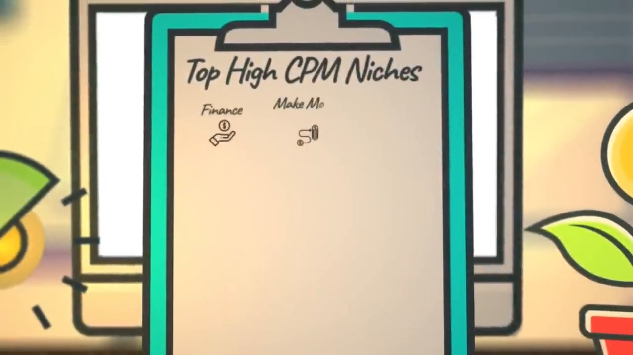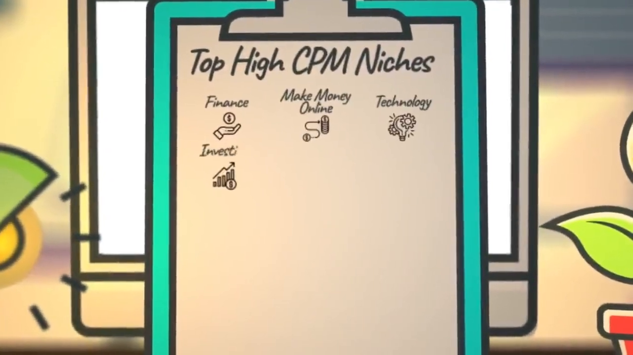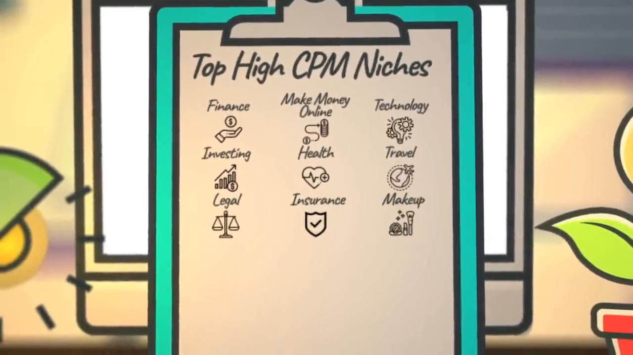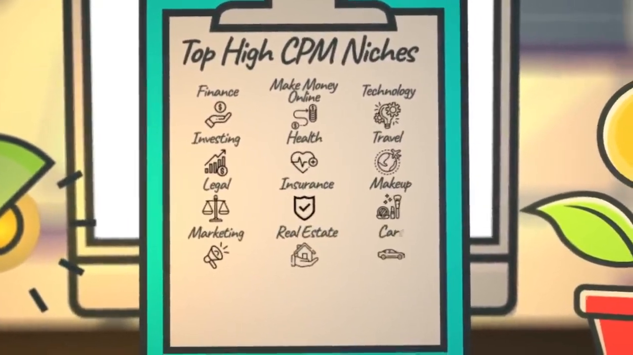And now, like I promised, let's go over some of the best high CPM niches from my personal experience. So I have a list right here, and I'm just gonna go through them real quick. We have finance, make money online, technology, health, investing, travel, legal, insurance, makeup, marketing, real estate, cars, movies.